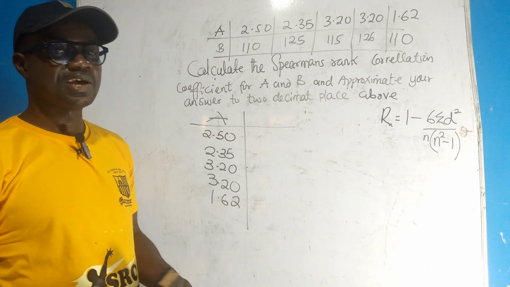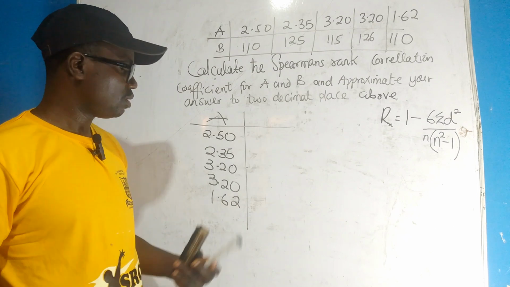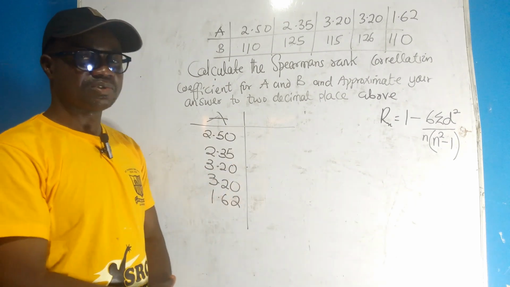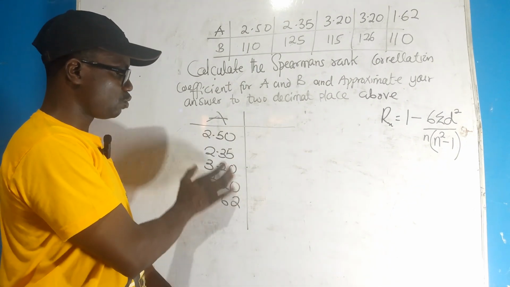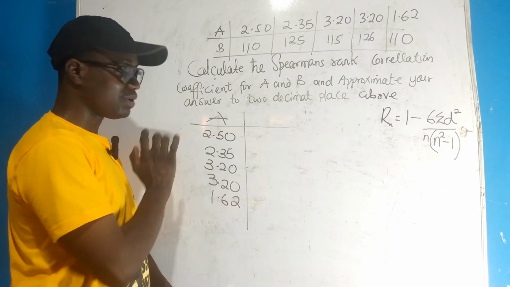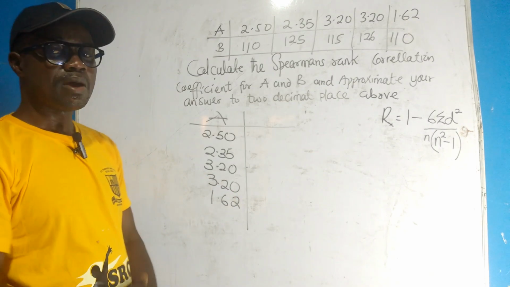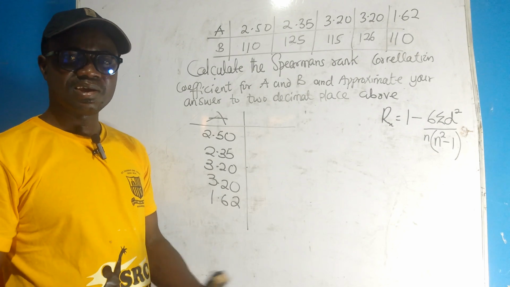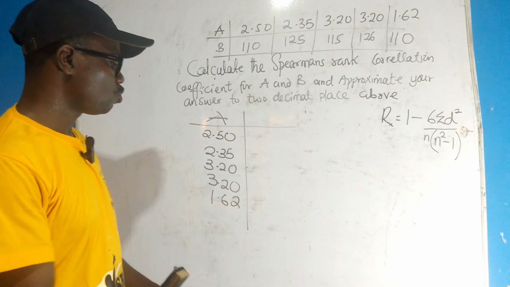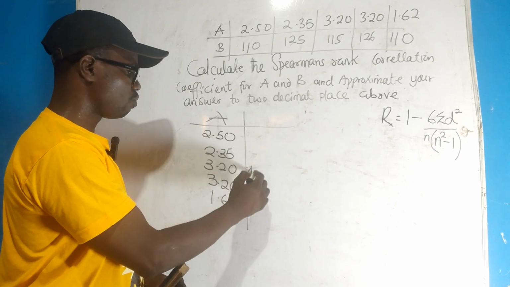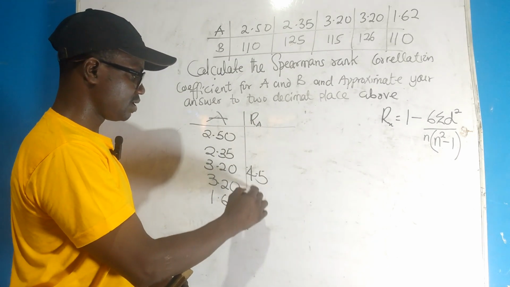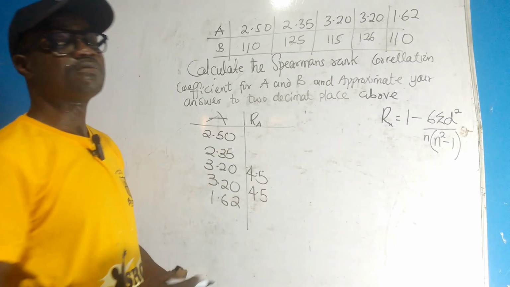So we are going to consider the top from 4. We have 5 items. So the highest value is 3.2 and then another 3.2. Because they are similar, you simply have to share the position. And so this will take 4.5. So the ranking of A, 4.5 and then 4.5.